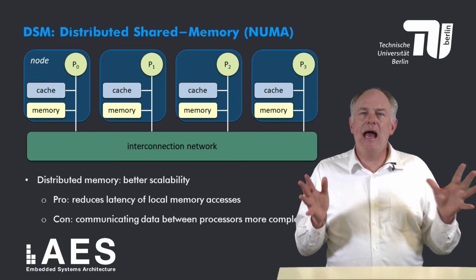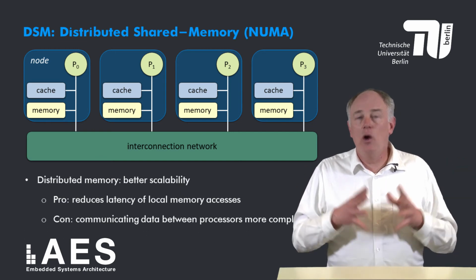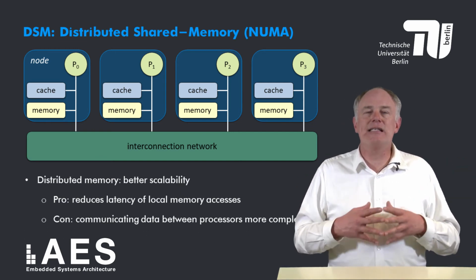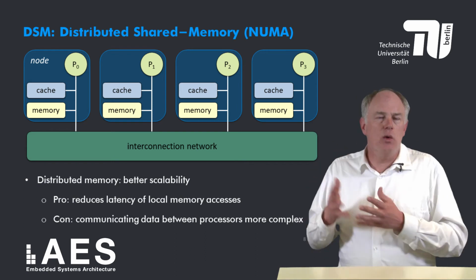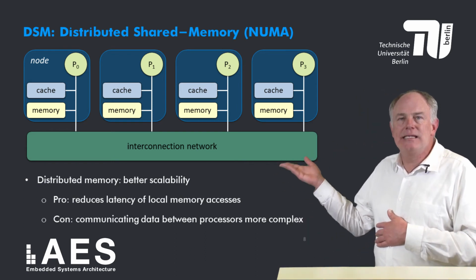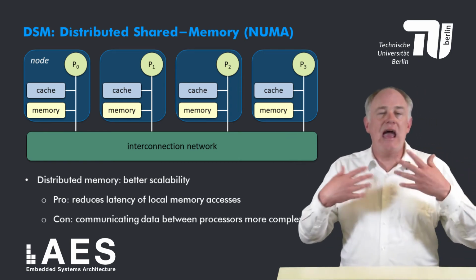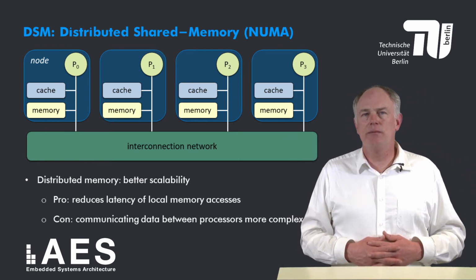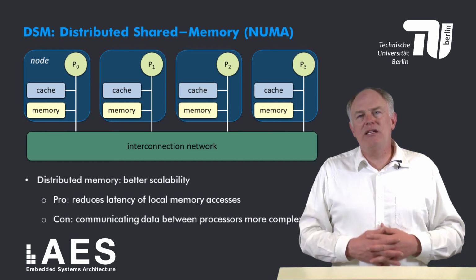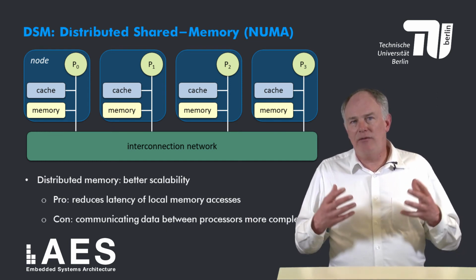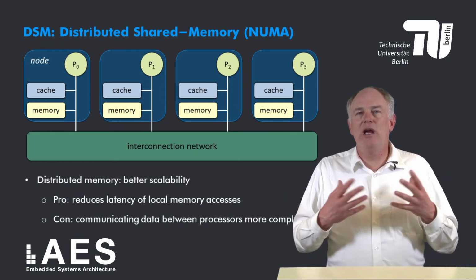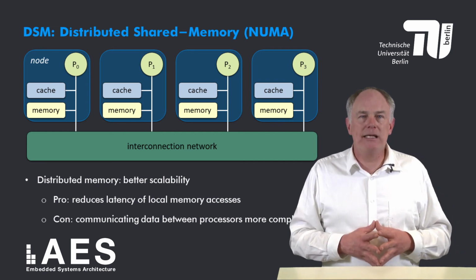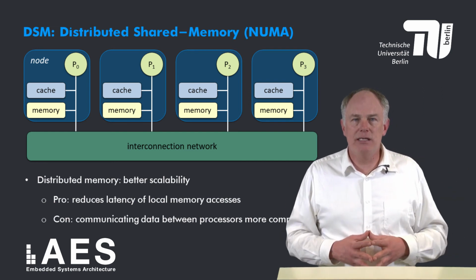In addition, accesses to local memory are much faster than accesses to remote memory. So if an application mainly accesses its local memory, the average latency will be reduced. A disadvantage of this organization is, however, that communicating data between processes is more complex than it is in SMPs.